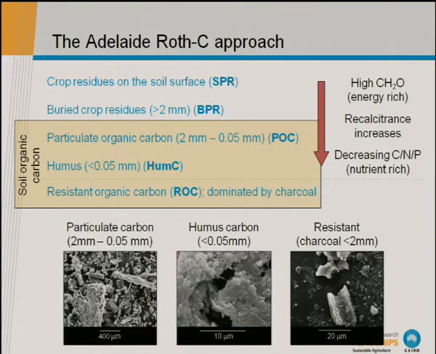And here are some scanning electron micrographs that Jan Skjemstad took of these isolated fractions, just to give you an idea that they do physically look very different. So in the particulate fraction, there are still recognizable bits of the plant tissue structure. The humus material is really just these coatings on clay particles, and then the charcoal fraction, I think that was after UV photooxidation treatment, you could really see that it's just this condensed aromatic structure, stuff that's not very palatable to microbes.